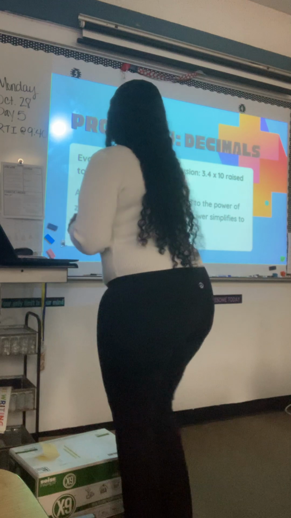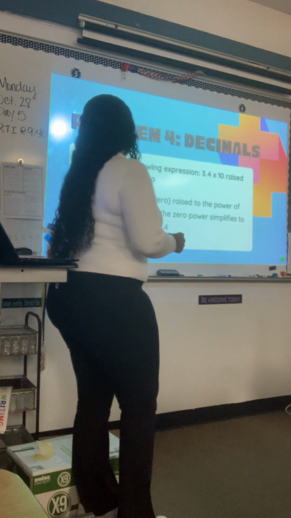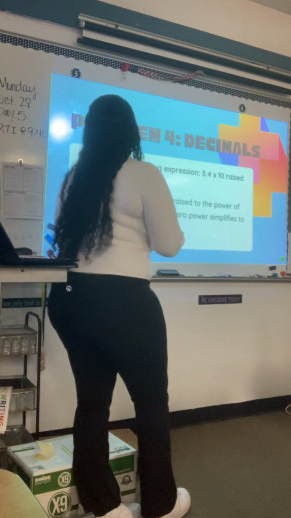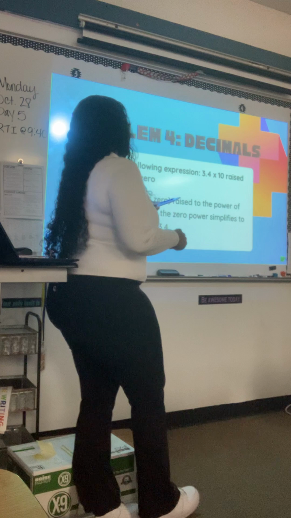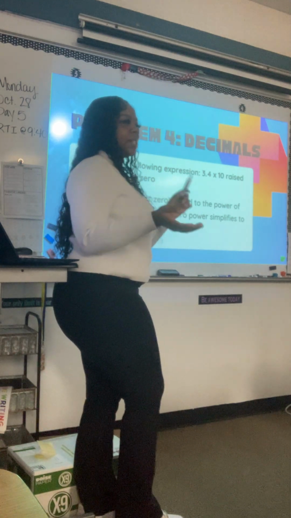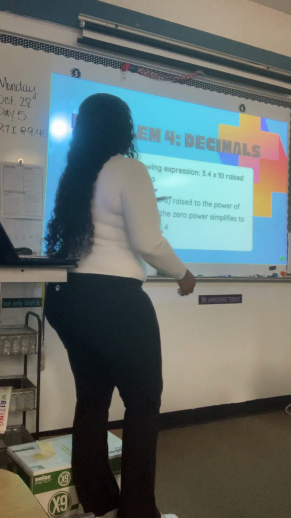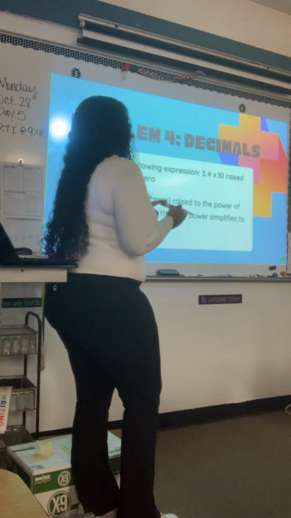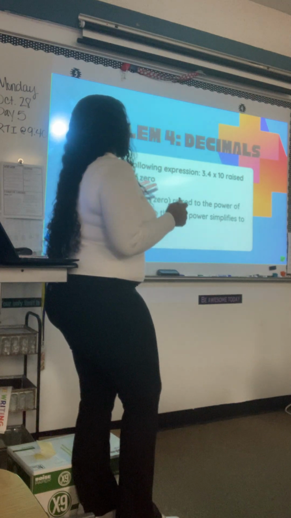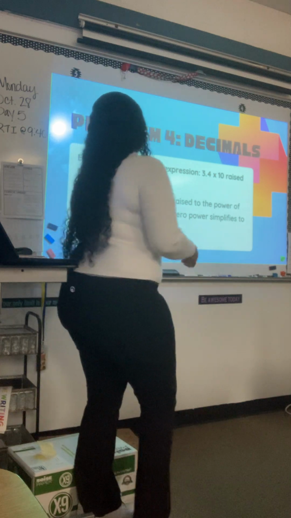Okay, so now we have the power of 0. So when you're dealing with the power of 0, it automatically equals 1. So 10 raised to the power of 0 equals 1, not 0. But if it's 0 raised to the power of 0, that is 0. So always remember that. So evaluate the following expression: 3.4 times 10 raised to the power of 0. So it's basically saying 3.4 times 1, which is 3.4.